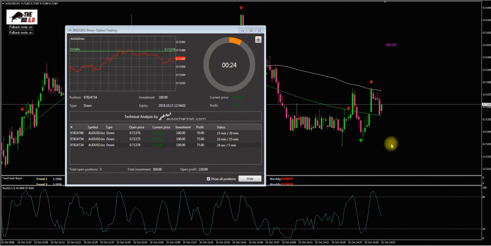380. Okay, this should be a winner. So 22 seconds to go and our 5-minute expiry wins. 15, 14, 13, 12, 11, 10, 7. So there we go. Our 5-minute trade is a winner.